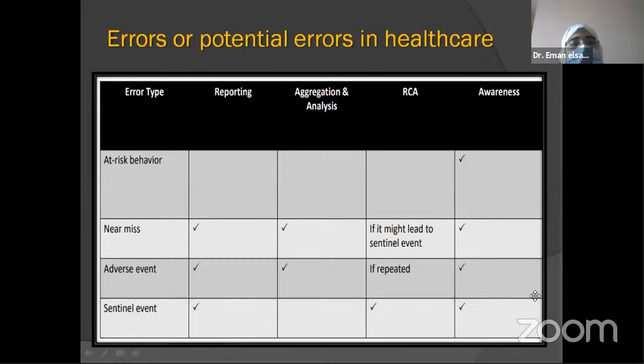Adverse event must be reported. Aggregation and analysis, yes, must be. RCA, if reported already, must be done. Awareness, yes. Sentinel event must be reported. RCA must be done. Awareness, yes, must be.